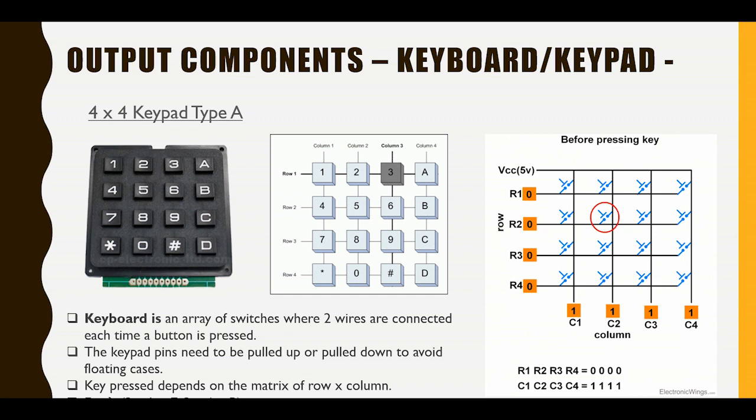Keypad 4x4 type A, you have these arrangements 1, 2, 3, and then A, 4, 5, 6, B, 7, 8, 9, C, and so on. The keyboard is an array of switches where 2 wires are connected. Each time a button is pressed, the keypad pins need to be pulled up or pulled down to avoid the floating case. The key press depends on the matrix of row by column.